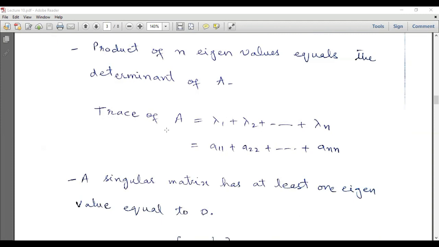So we know that the trace of any matrix is equal to the sum of the diagonal entries. So if we have an n by n matrix, which is the A matrix, the trace of that matrix A will be equal to the diagonal entries A11 plus A22 plus so on up to Ann, and the sum of all diagonal entries is equal to the trace of that matrix.